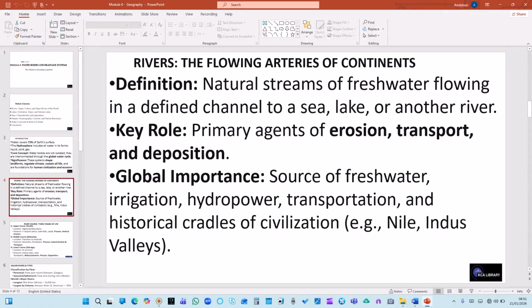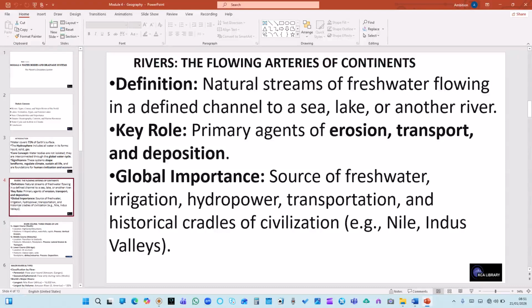Now let us look at river, the flowing arteries of continents. Definition. River may be defined as a natural stream of fresh water flowing in a defined channel to a sea, lake, or another river. In other words, rivers are natural streams flowing from upland down to lower land in a defined channel, which usually end in sea, lake, and other forms of river.